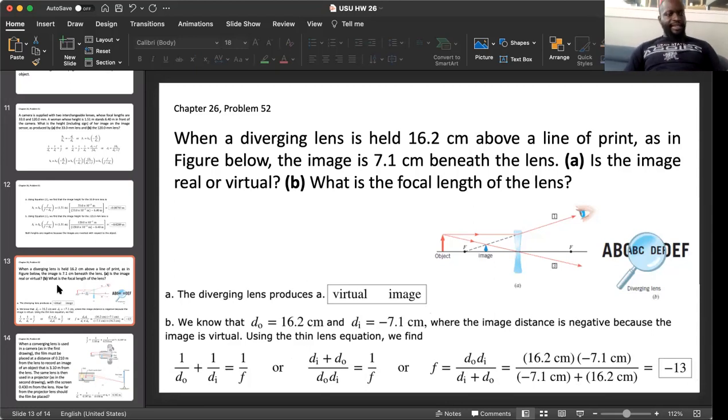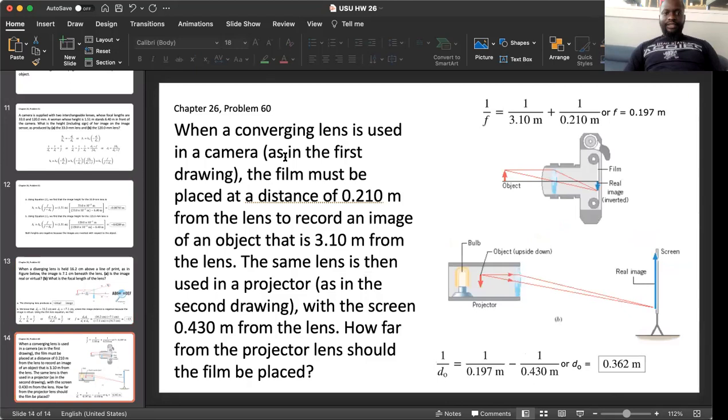Okay. And the last problem, chapter 26, problem 60 says when the converging lens is used in the camera, the film must be placed at a distance of that from the lens to record an image of an object that from the lens. So here they're asking you to just find the focal length, since the same lens is used in a projector. So the first part is to find the focal length of this lens, given the object distance and image distance. Now use the focal length you've gotten to find the object distance for a projector with a given image distance of 0.43.